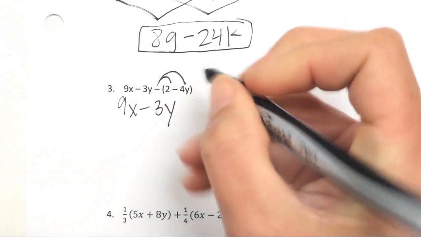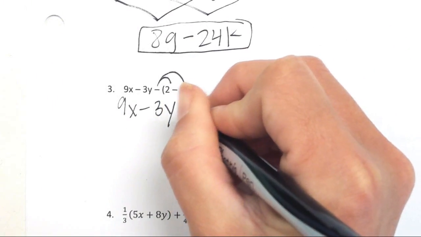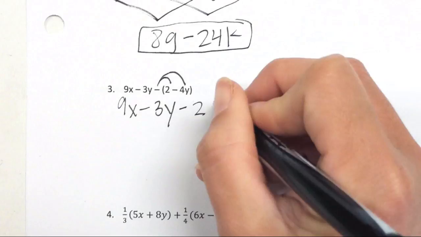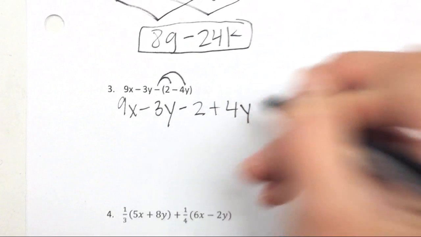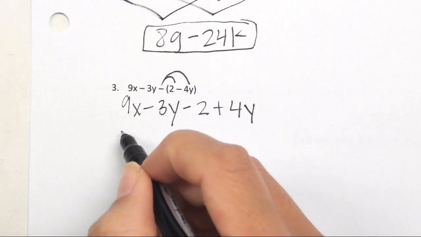Just leave it alone. So 9x minus 3y. And then, Mackie, what am I going to get when I distribute the negative to both of them? Perfect. And now, like Carson said, we can combine our like terms. So my first term I'm looking at is 9x. Does it have any friends?